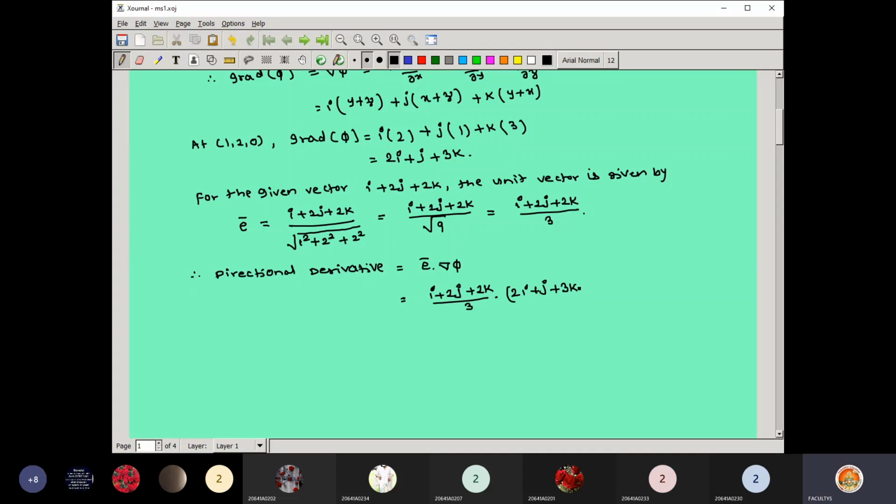So now you are making the simplification of this. Anyhow, 1 by 3 is a constant term. So how to make the multiplication between these two?